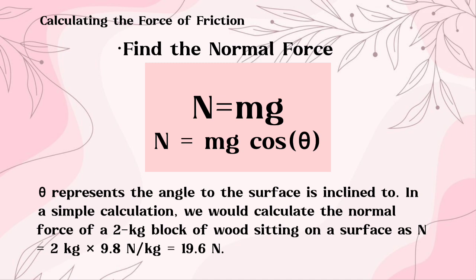In the case of an inclined surface, the strength of the normal force is reduced the more the surface is inclined. Hence, the formula becomes N equals mg cosine theta, where theta represents the angle the surface is inclined to. In a simple calculation, the normal force of a 2 kg block of wood sitting on a surface is N equals 2 kg times 9.8, which is equal to 19.6 N.